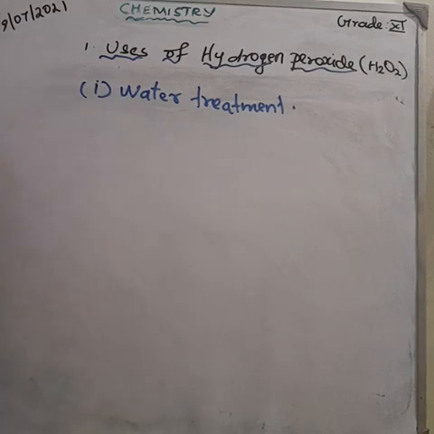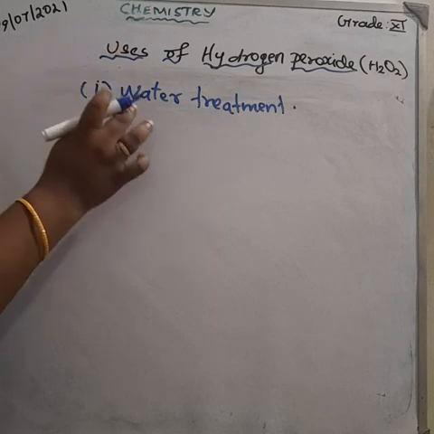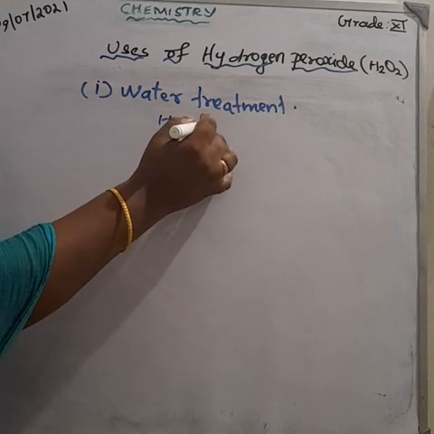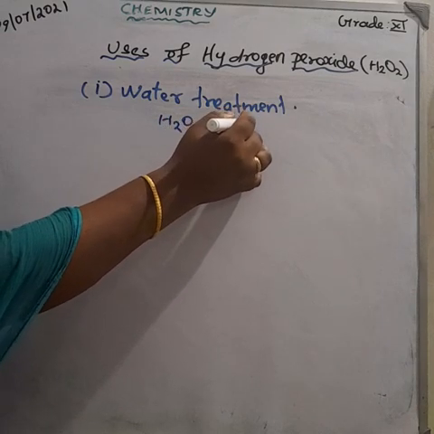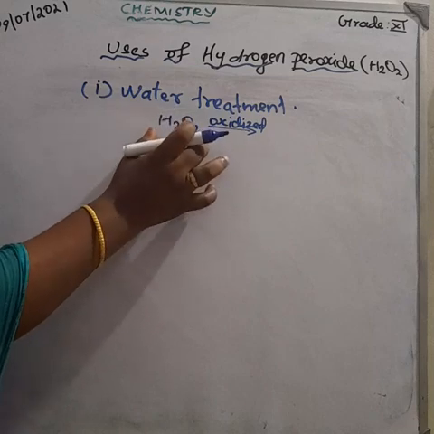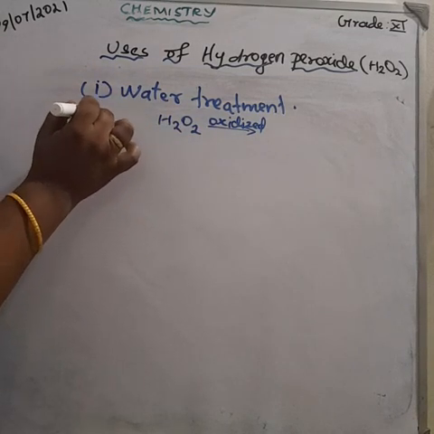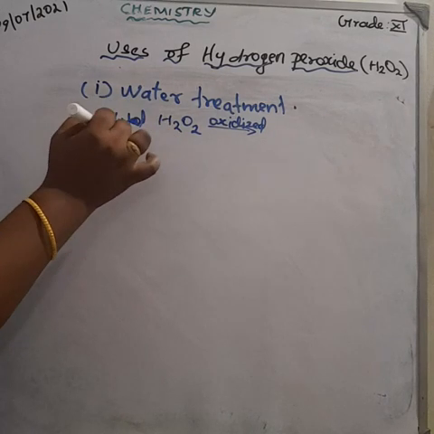So how can we purify this water? Many methods are available, but here we can use hydrogen peroxide. How does hydrogen peroxide purify it? It is a very good oxidizing agent, so it oxidizes the pollutants and we get pure water. This is the first use.